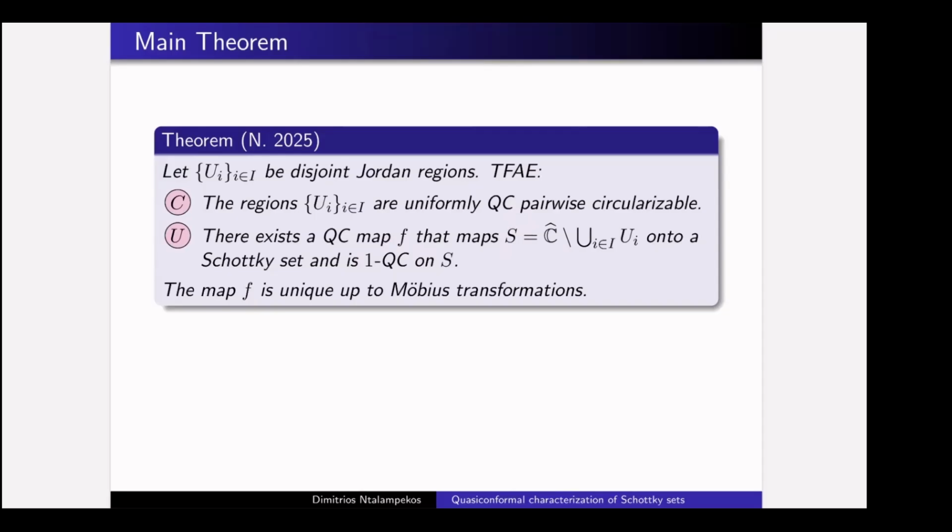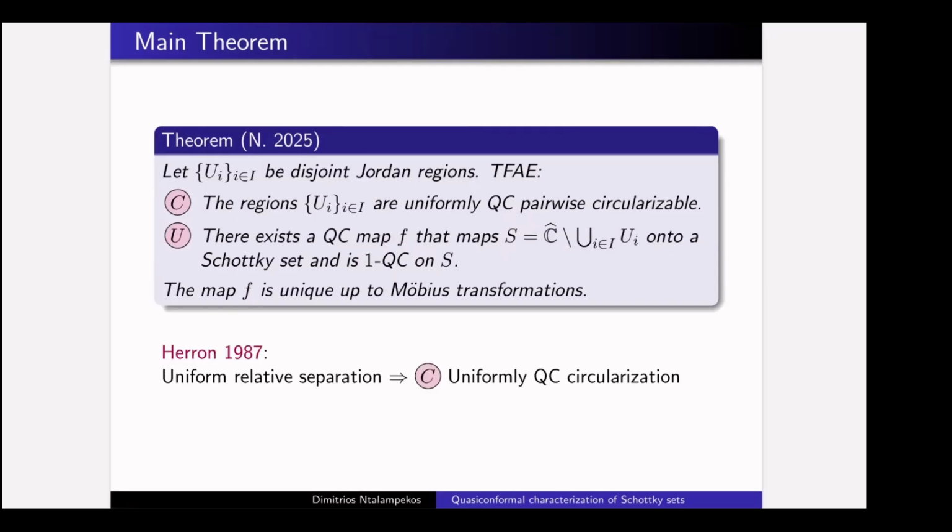Now this theorem actually implies Mario's theorem, because there is an old result of Heron which says that if we have the uniform relative separation condition of Mario, it implies this quasi-conformal circularization assumption. So we can get, in this way, Mario's theorem.